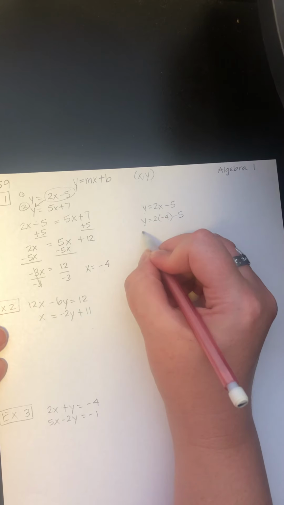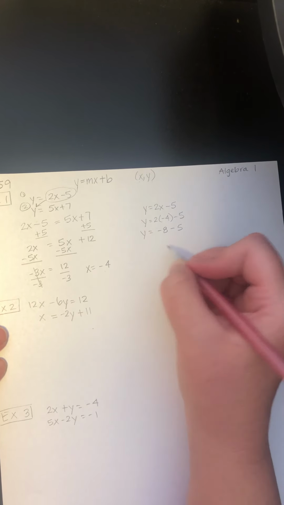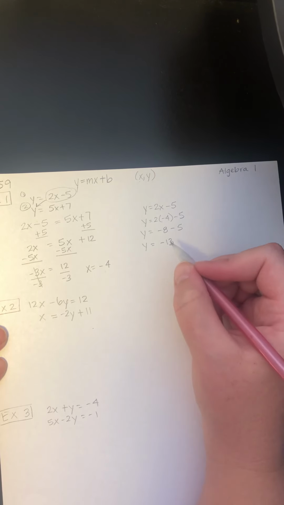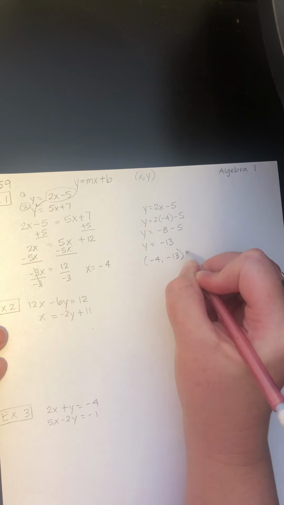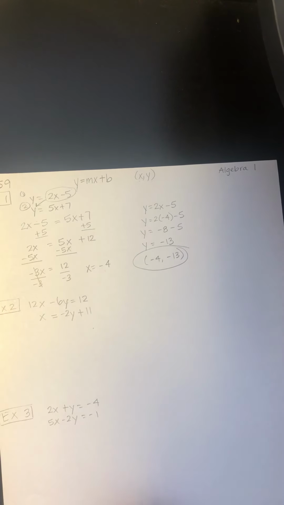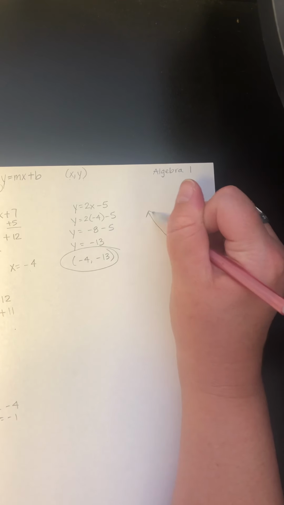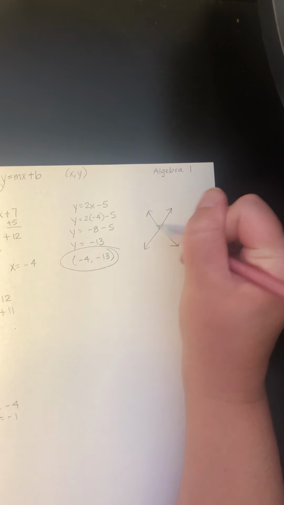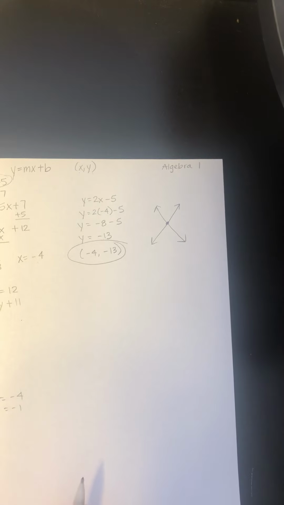and solve. Negative 8 minus 5, because 2 times negative 4 is negative 8. Add those together, you get negative 13. Our ordered pair is x comma y, so it's negative 4, negative 13. That's the point, if you were to graph these two lines, one would be going down and one would be going up. This is the point where they would cross at negative 4, negative 13 on the graph.